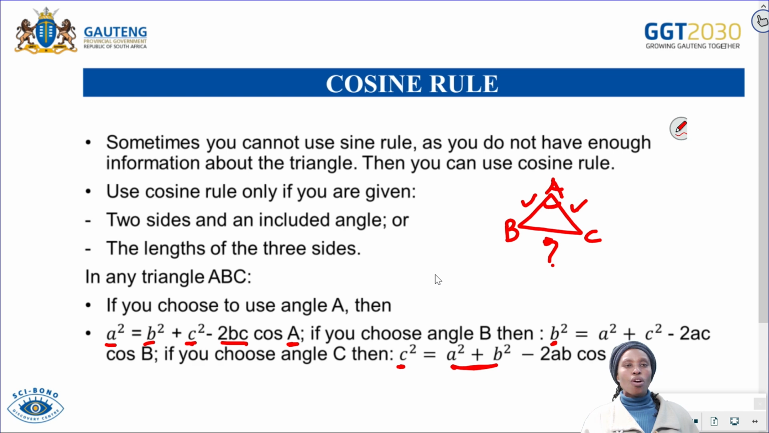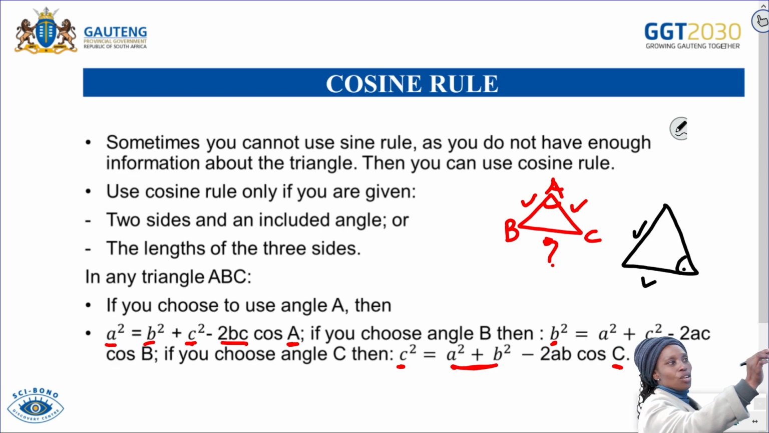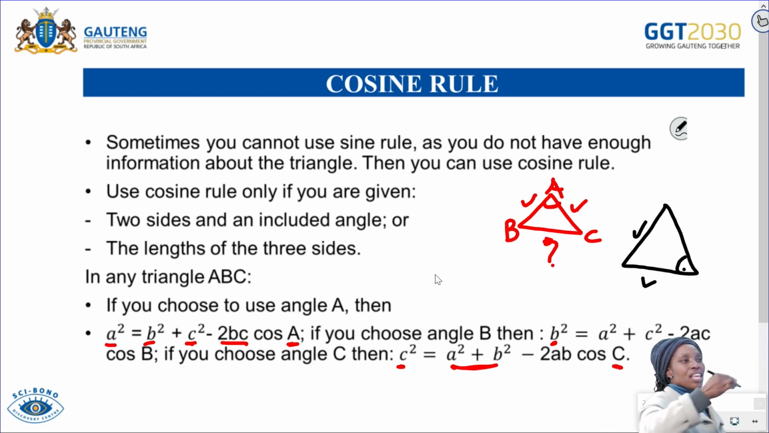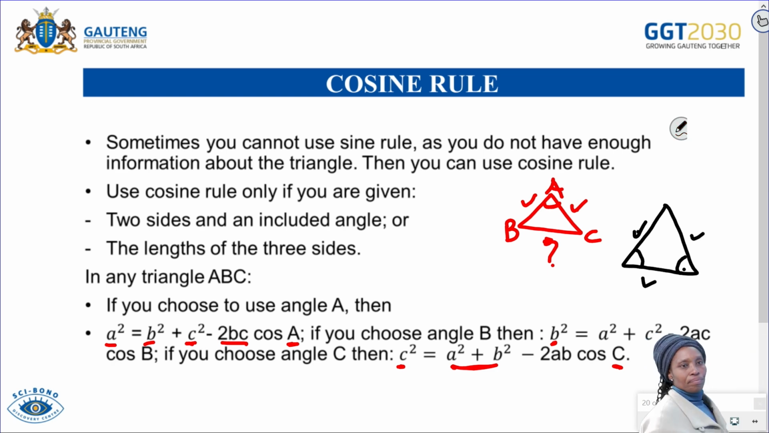And remember, I said to you, you must either be given two sides and the included angle. Let's say you have a triangle here and you are given this angle, and the sides that are given are this one and that one. This is not an included angle. The included angle is the one that is falling in between the two given sides. You must have the two sides and the included angle, or you can be given all three sides, and you can use the cosine rule.